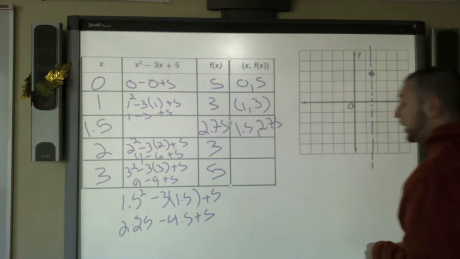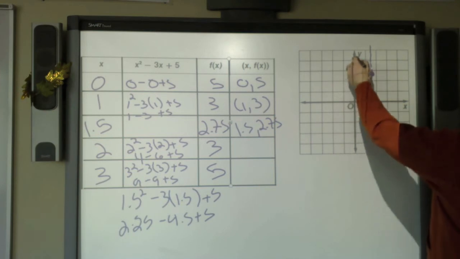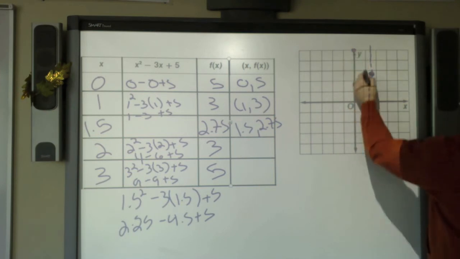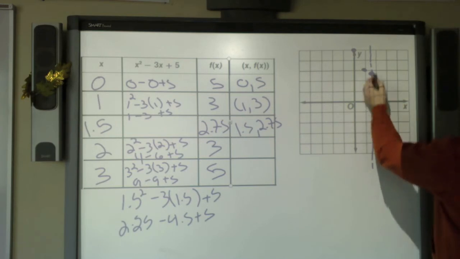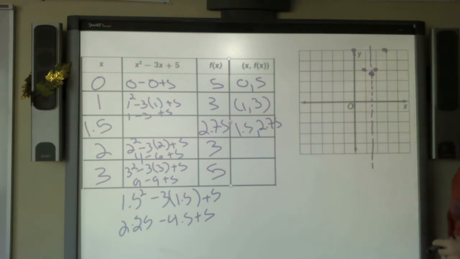0, 5, 1, 3, 2, 3, 3, 5. I have that U shape that I can just draw right through.